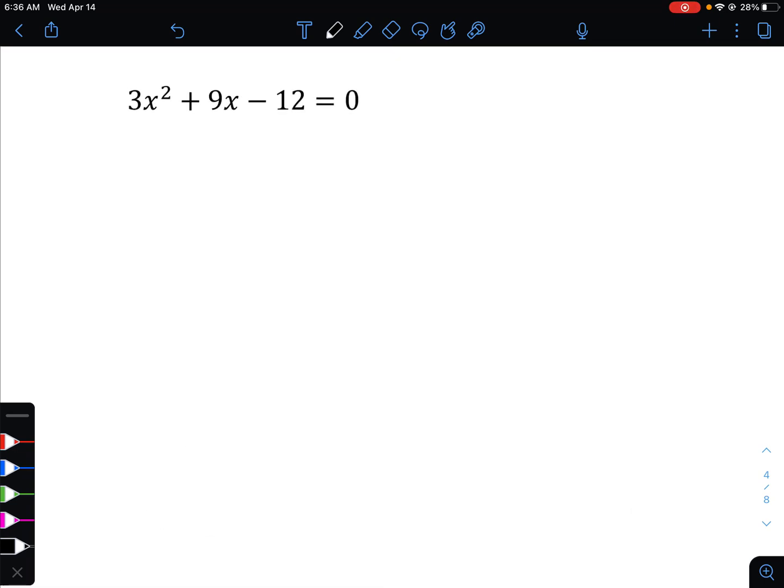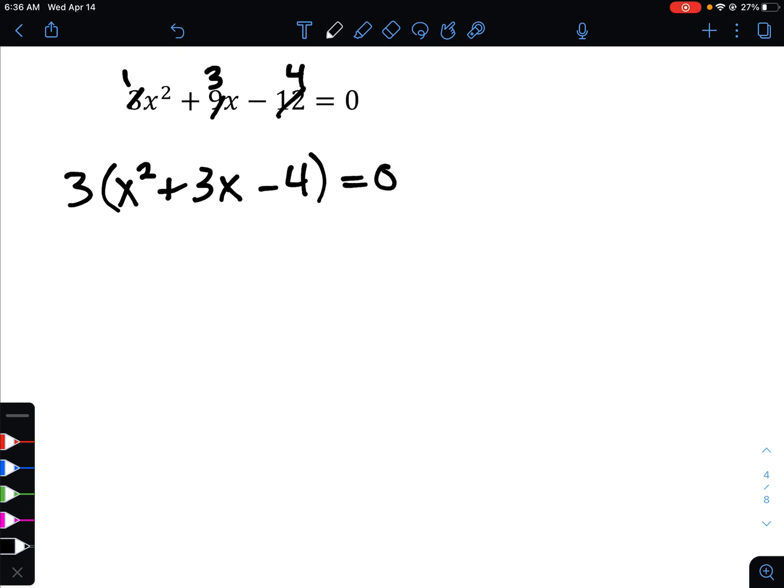We've got 3x squared plus 9x minus 12 is equal to 0. So already equal to 0, that's good for us. Now let's go ahead and see if there's a greatest common factor. And in fact, 3x squared, 9x, and minus 12 are all divisible by 3. So if we divide them all by 3, it's going to be 1x squared, then our next term is going to be plus 3x, and then our last term is going to be minus 4. All of that equal to 0.